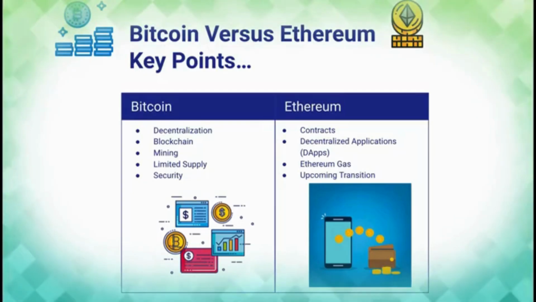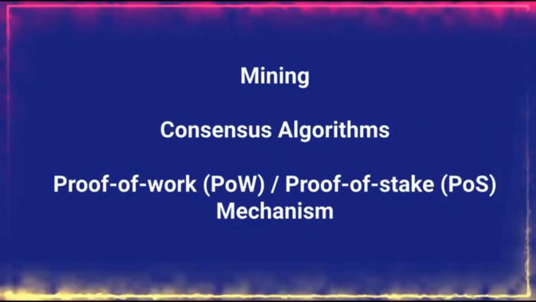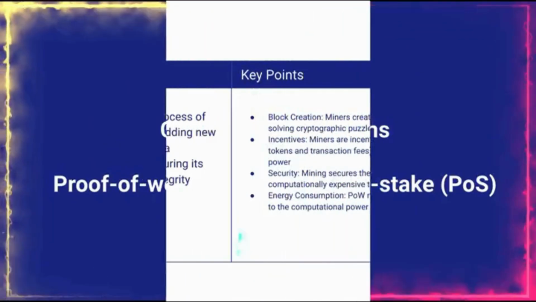Bitcoin and Ethereum have significantly influenced the world of cryptocurrencies and blockchain technology. While Bitcoin mainly focuses on being a digital currency and store of value, Ethereum has expanded the possibilities by introducing programmable smart contracts and enabling a wide range of decentralized applications. Let's talk about mining, consensus algorithms, and proof-of-work and proof-of-stake mechanisms.